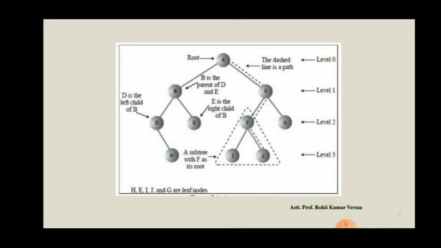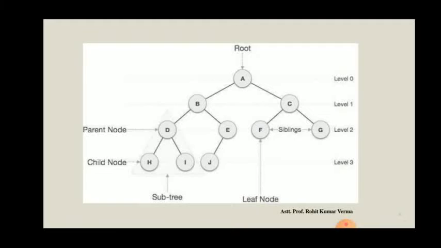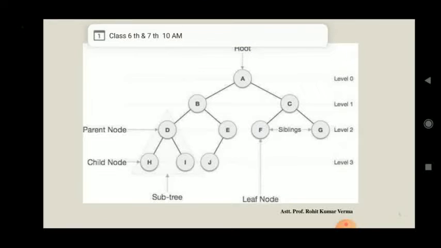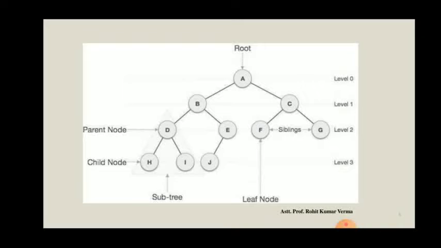Then dear students, here we have another diagram in which again the node at the top of the tree is known as root node. Here you can see in the dotted form we have a subtree where we have parent node, then we have child node. For H the parent node is D, and for D the child nodes are H comma I.